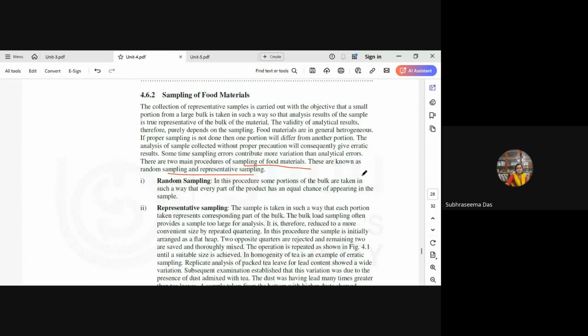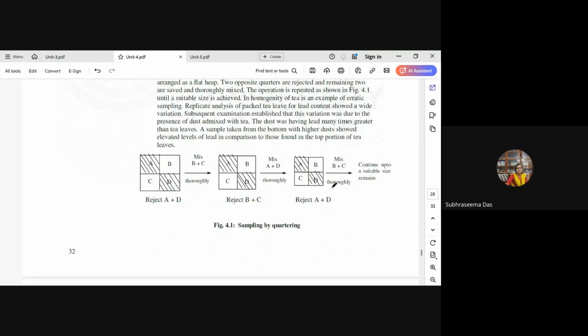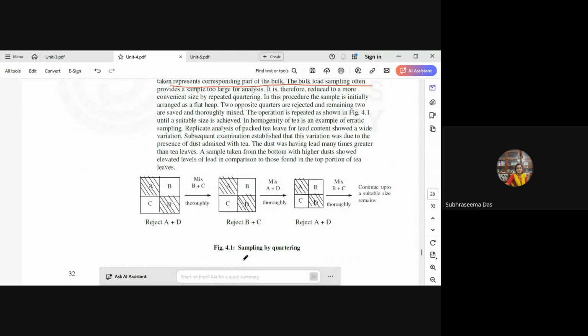Random sampling means that some portions of the bulk are taken in such a way that every part of the product has an equal chance of appearing in the sample. This is random sampling. Then we have representative sampling. The sample is taken in such a way that each portion taken represents the corresponding part of the bulk. Here the operation is shown in figure 4.1, what we call quartering.